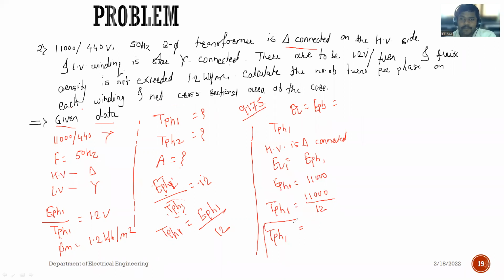किती येते? 916.66. 916.6 na. So we can write 917. Okay, so that is TPH1, it is equals to 917.